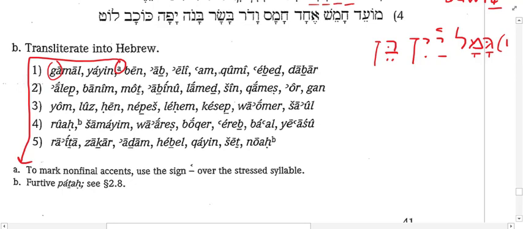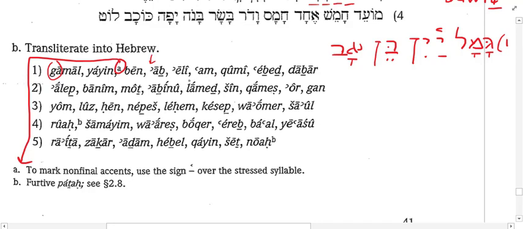Next I have Av. Av begins with an aleph right here. That thing that looks like an apostrophe. So we're going to put our aleph here. And then we have a qamets, a tone long A, an A with a macron, a straight line over it, and then a bet, a B.